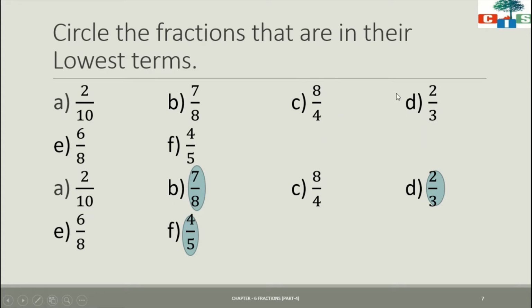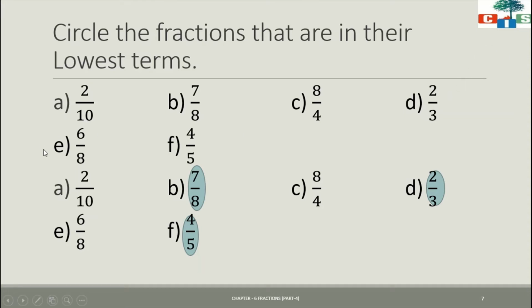Okay. Now we will see the next fraction, that is 2 upon 3. Again we can see that 2 and 3 don't have any common factor between them. It means 2 upon 3 is in its lowest form. So we have to circle 2 upon 3.